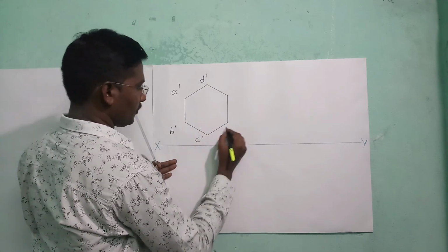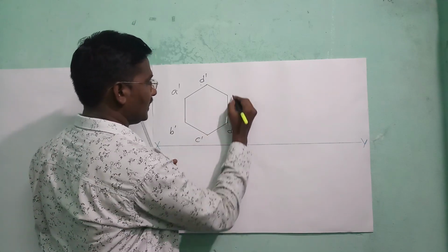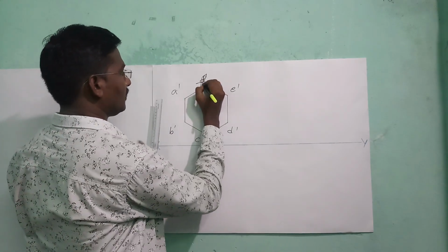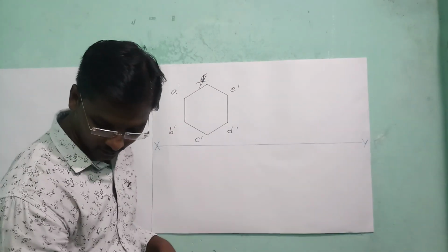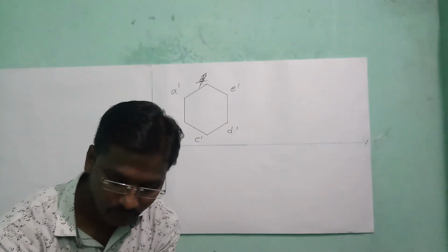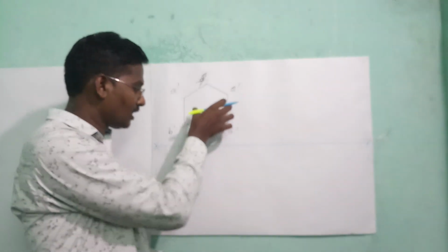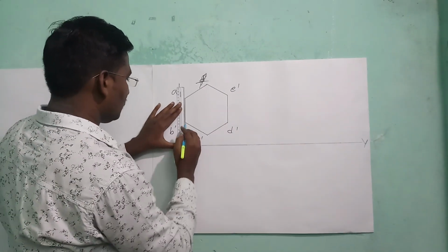Now this is the point C dash, it is D dash, and it is E dash, sorry, it is F dash. Okay, now we need to draw the projections for this hexagon up to the reference line.